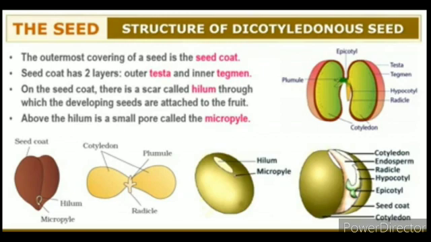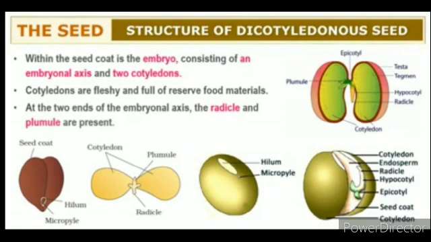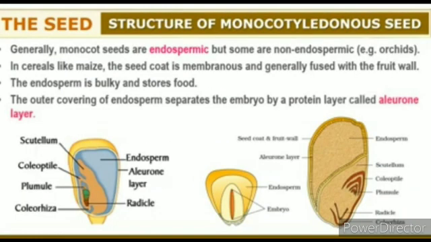Listen here: the structure of dicotyledons contains the seed coat with the outer layer testa and the tegmen, then the hilum is the channel and before that is the micropyle region. Within the seed coat the embryo is present, consisting of the embryonic axis and 2 cotyledons. At the 2 ends of the embryonic axis, the radicle becomes the root and the plumule becomes the shoot system. Okay, now next we will discuss the structure of a monocotyledonous seed. Here, monocotyledon means one cotyledon is present.